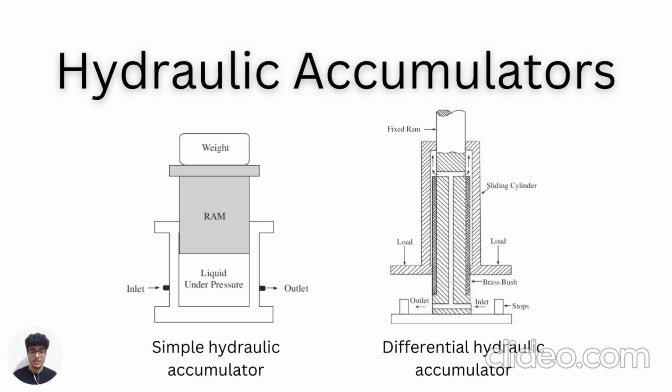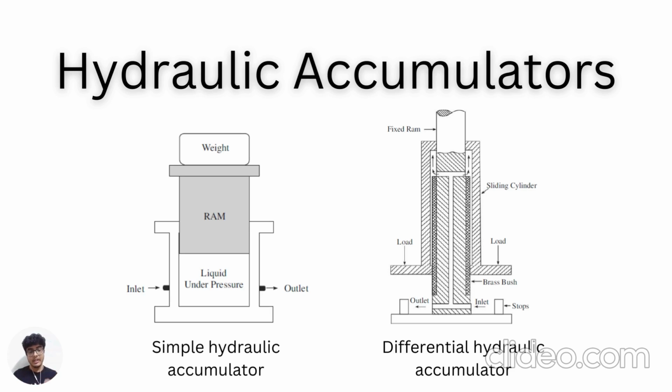Then we have the commonly used types of accumulators, and these can be classified as raised weight type, spring type, metal bellows type, and compressed gas type. Right. So moving on to the differential hydraulic accumulator. As you can see in the diagram, it is a bit complex as compared to the simple hydraulic accumulator, but the basic structure of both of them is the same.